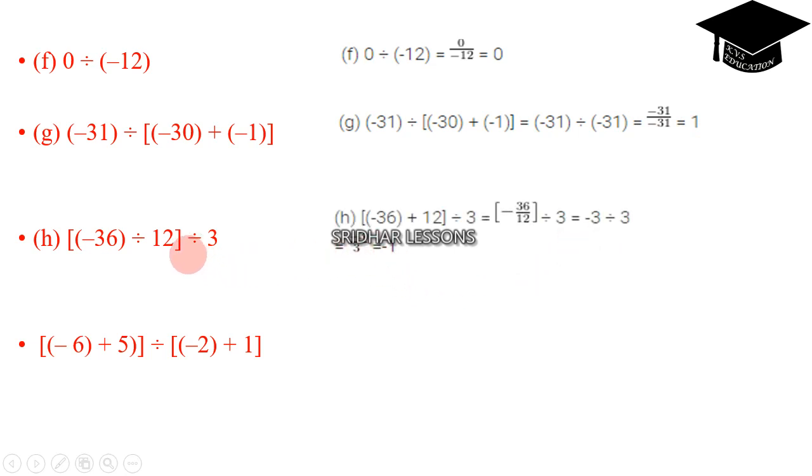Next, minus 36 divided by 12 divided by 3. Minus 36 by 12 is equal to minus 3, which is divided again by 3. So, minus 3 by 3 is equal to minus 1. Next question: minus 6 plus 5 plus minus 2 plus 1 is equal to minus 1 divided by minus 1. This is equal to 1. Next question.